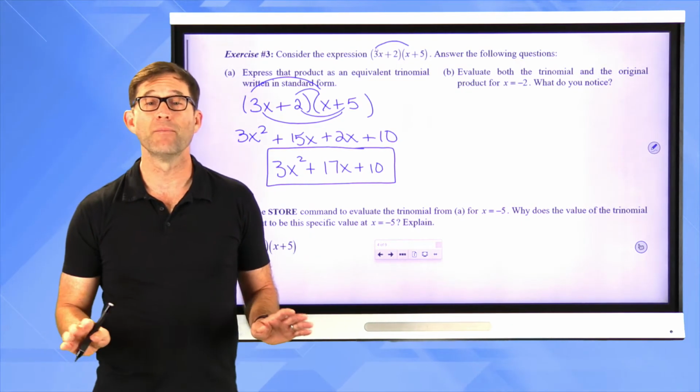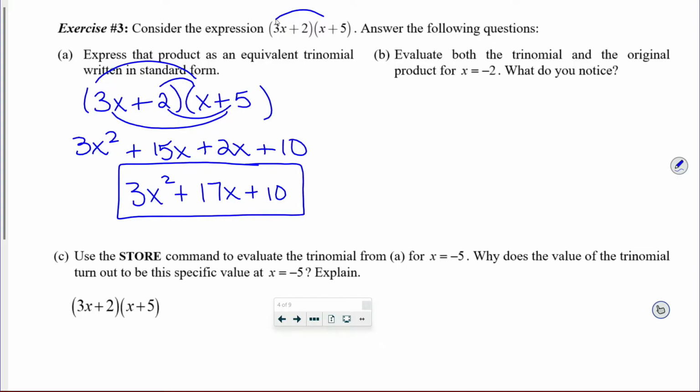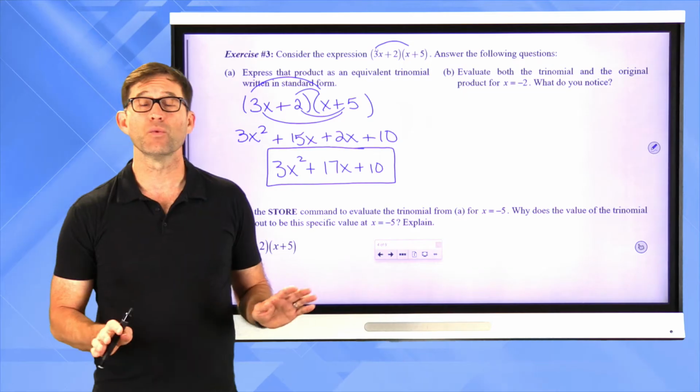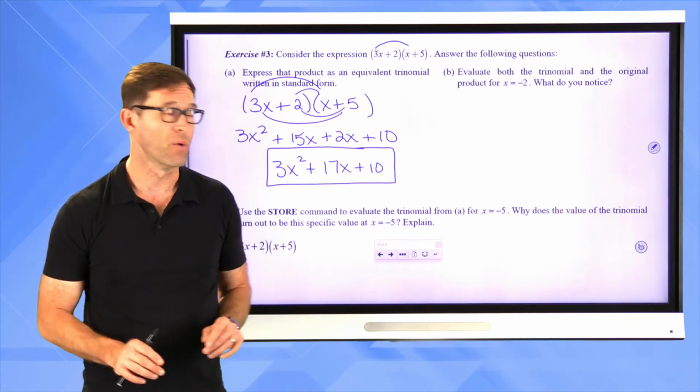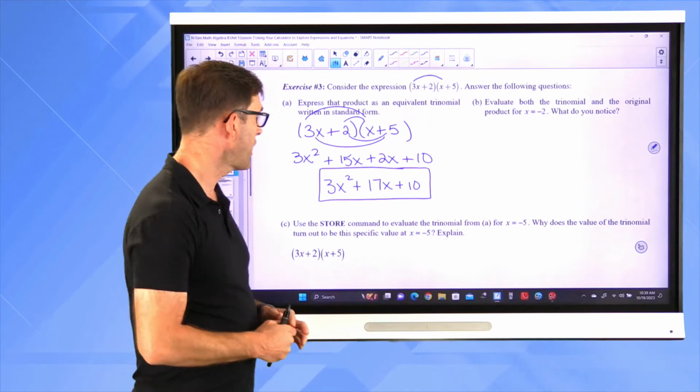All right, now, letter B. Evaluate both the trinomial and the original product for x equals negative 2. What do you notice? And again, I want to be doing this with the store command right now. I don't want to be doing it by hand. That's not really the point. So let's just take a look. Let's kind of bail out of this real quickly.